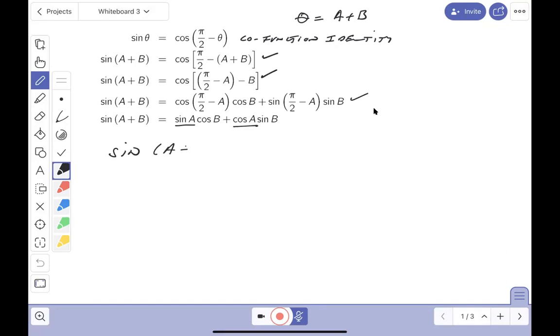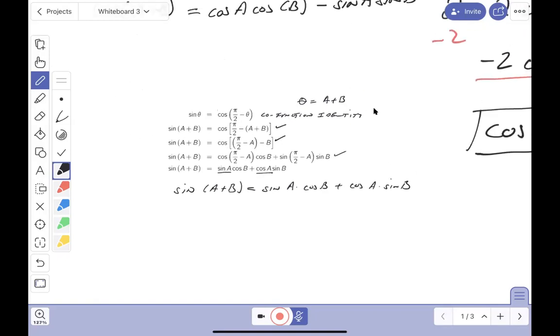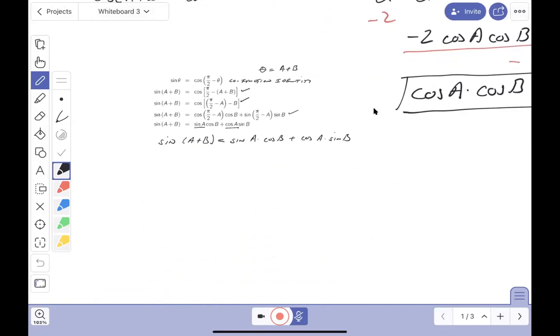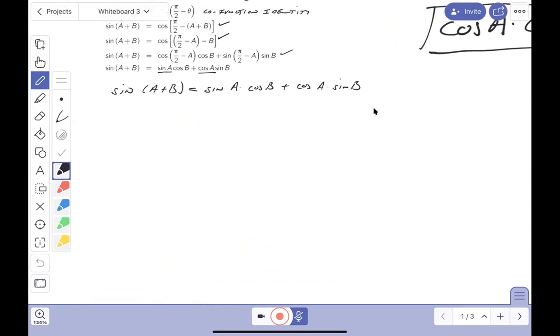I've derived the sine of A plus B is equal to the sine of A times the cosine of B plus the cosine of A times the sine of B. All right? This is another formula from the notes that you need to know. All right? It's probably on the next page. I'll get to the next page in a second. Let me put another one down for you.